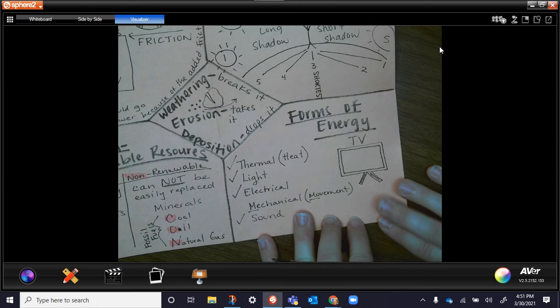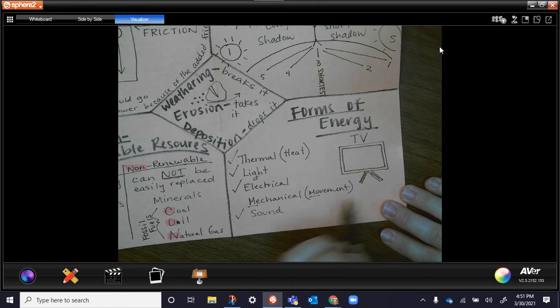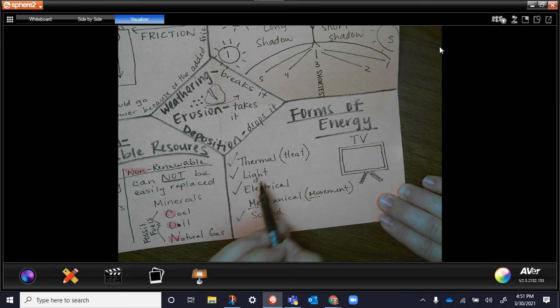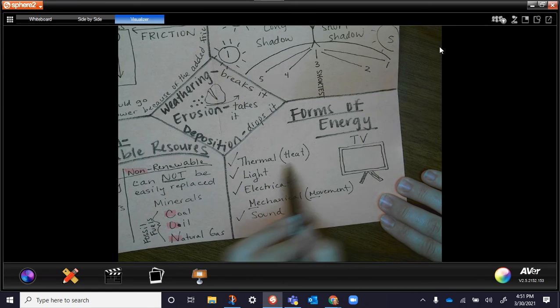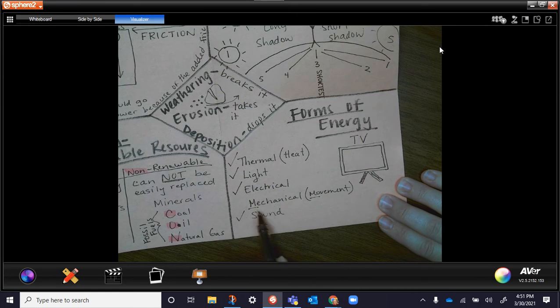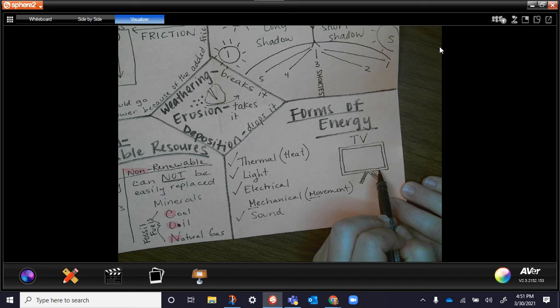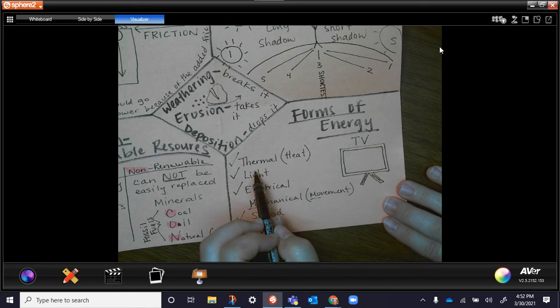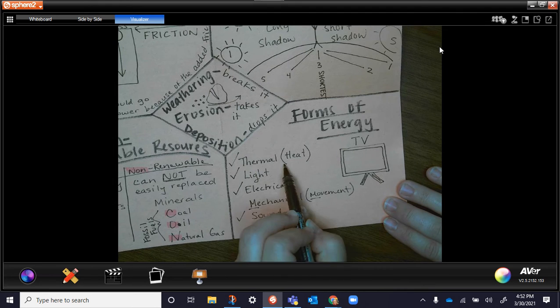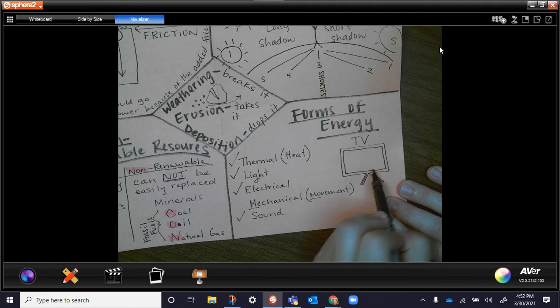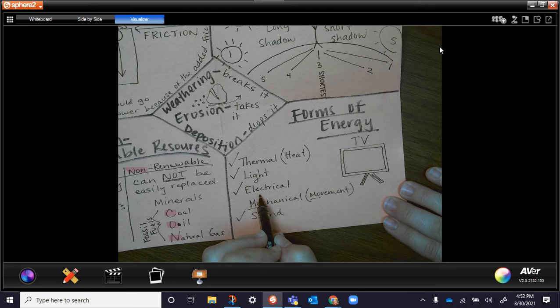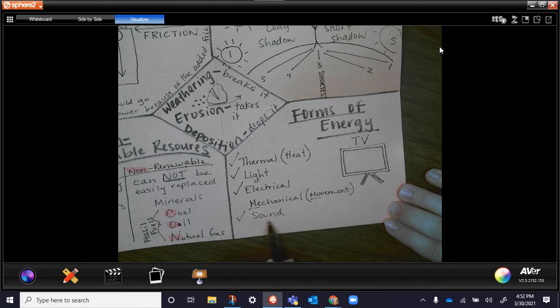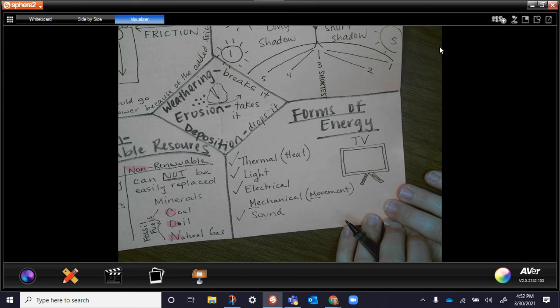All right, forms of energy. We talked about the different forms of energy that we've talked about this year. So thermal has to do with heat, light, electrical, mechanical is anything that has movement, and then sound energy. So let's say we have a TV. We said that sometimes we can feel the TV when it's been on for a while. It might feel kind of warm, giving off thermal heat. It gives off a light. We have to plug it in, so it's electrical. And then it gives off sound, so it has sound energy.